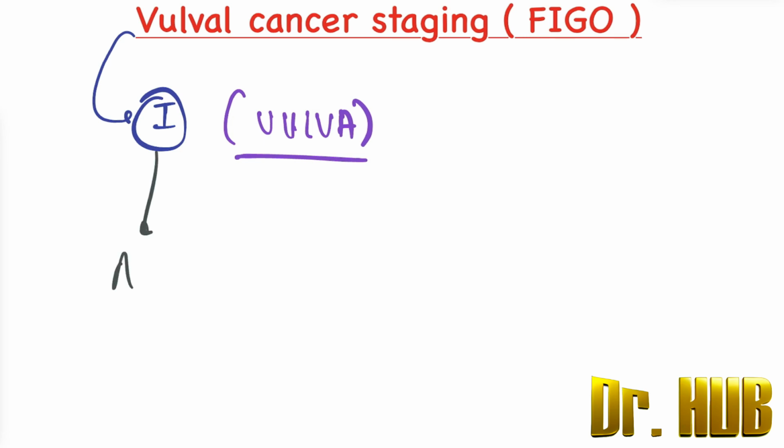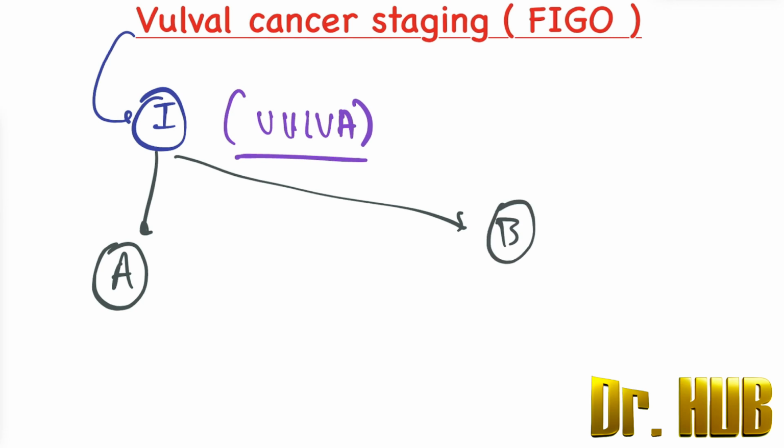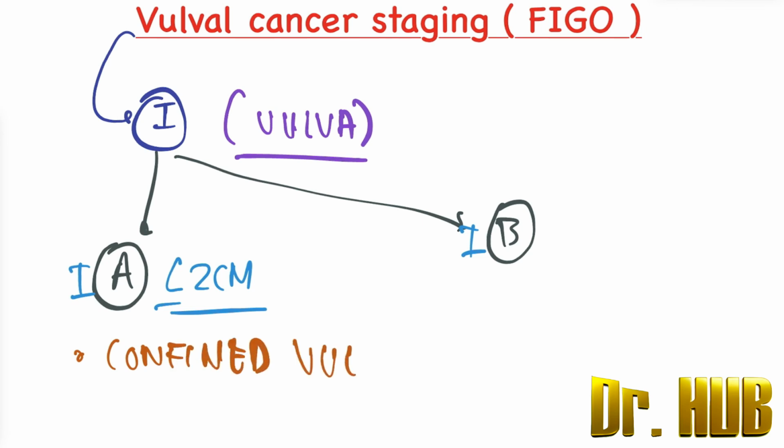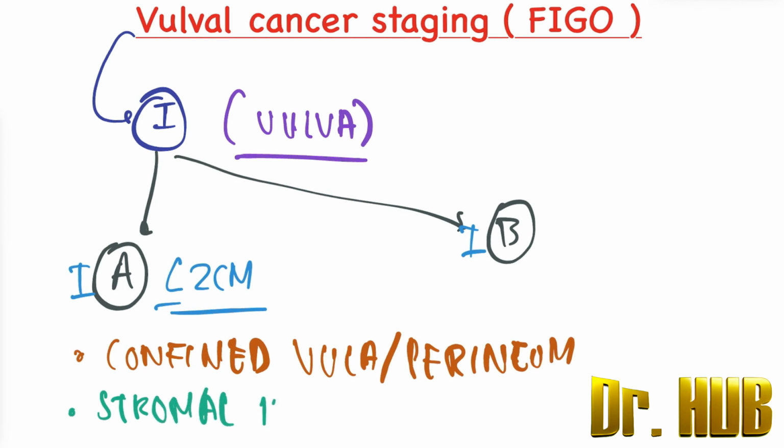In terms of stage 1, there is 1A and 1B. 1A means the lesion is less than or equal to 2 centimeters in size and it is confined to the vulva or the perineum, with a stromal invasion that is less than or equal to 1 mm, and there is no nodal metastasis.